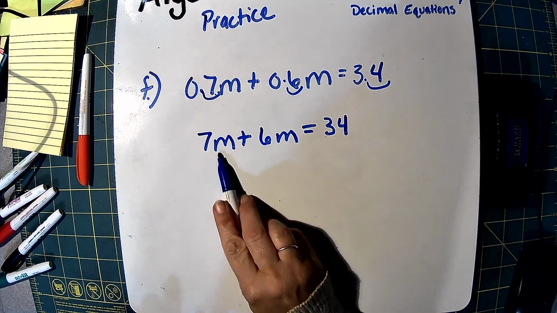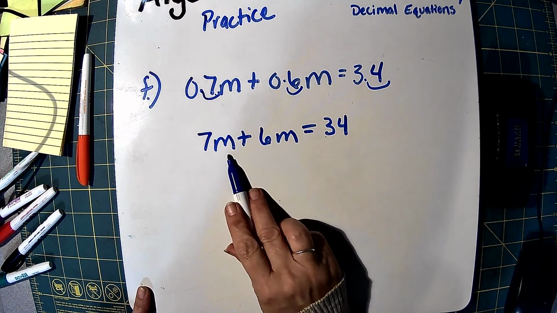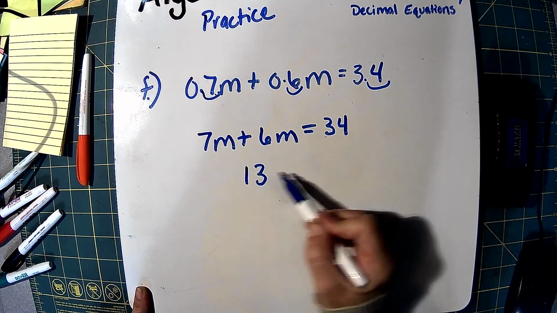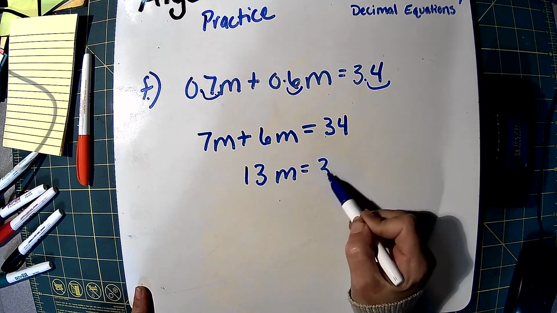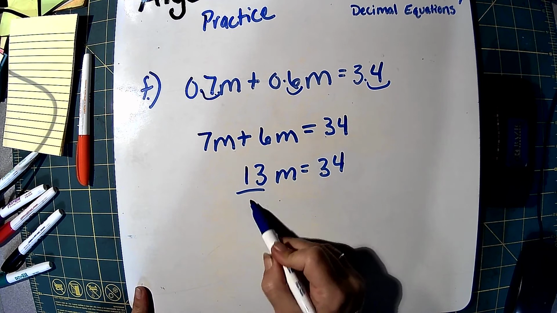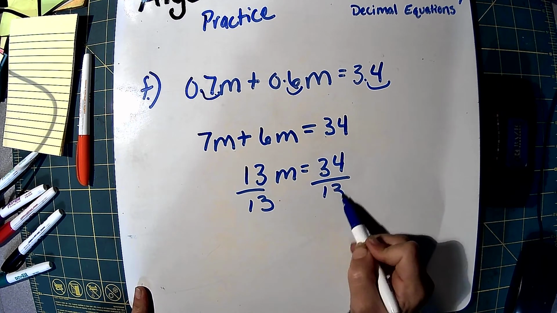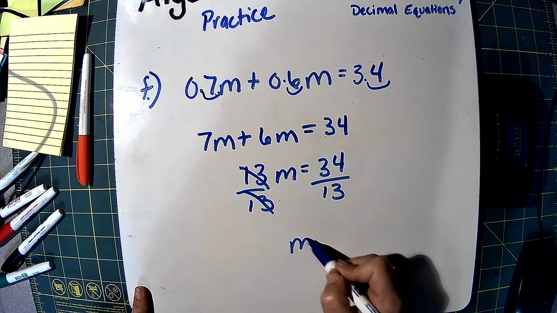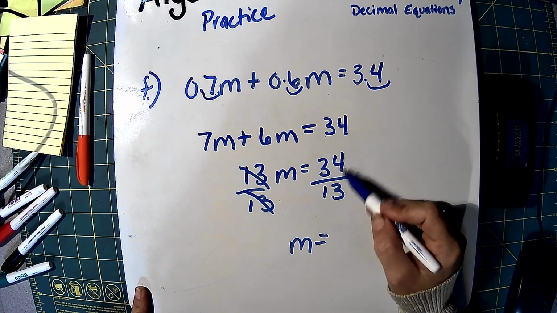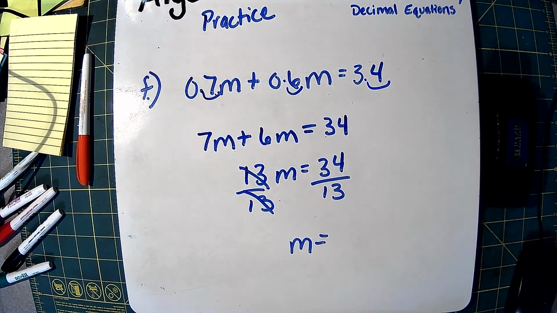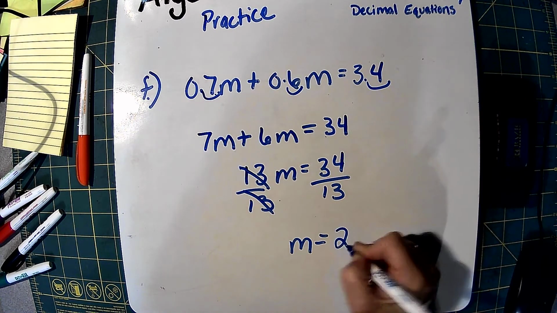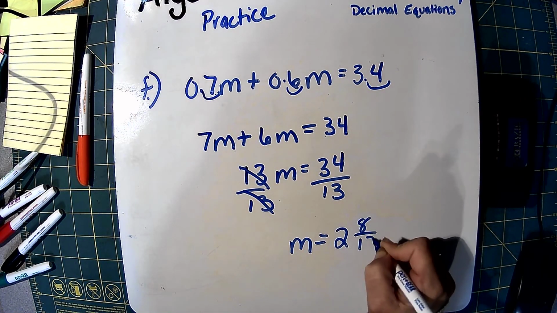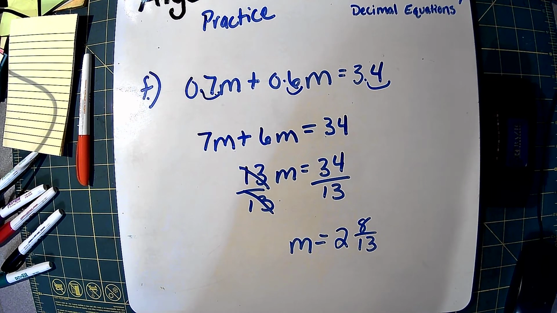Alright, so we have to add these two together because they're like terms. So 6 and 6 is 12, 13. M equals 34. And then we're just going to divide by 13. And we're going to get M equals, let's see, will this 34, that won't reduce. Let's see how they put the answer in the back. 2 and 8 over 13. Because that'd be 26. Plus 8 makes 34.